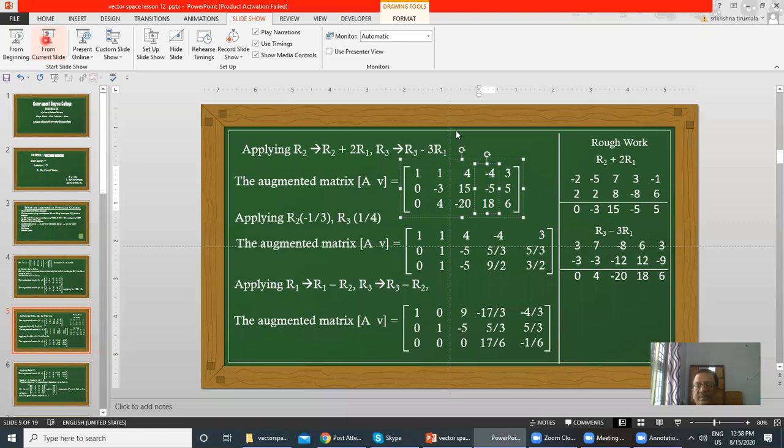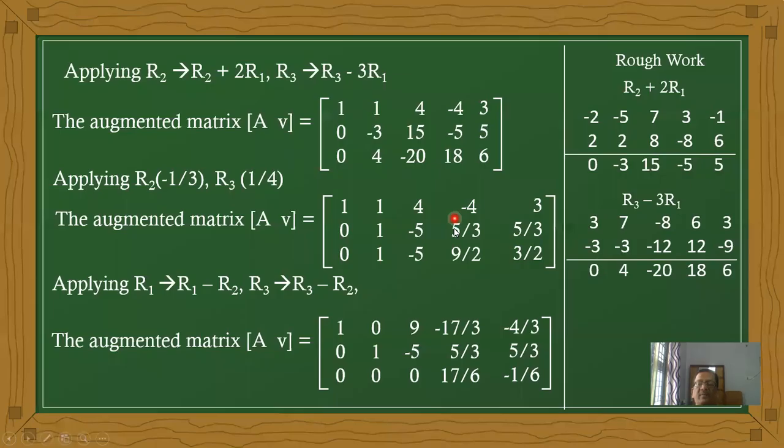Now it should be minus, no? Now 5 by 3 and 5 by 3. The last value is minus 5 by 3. Okay. Next, the entire row divided by 4. Therefore 0, 1, minus 5.